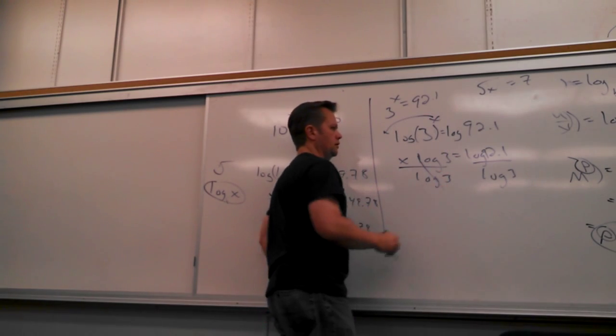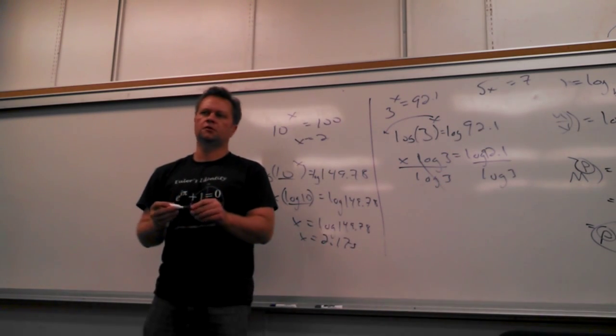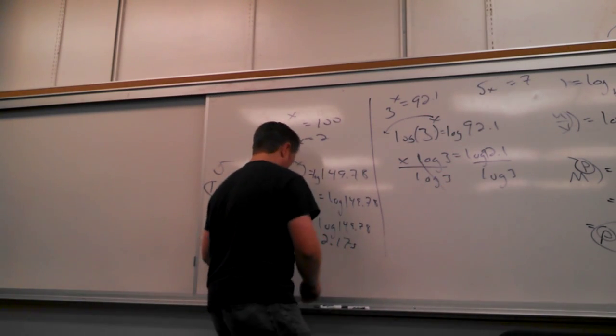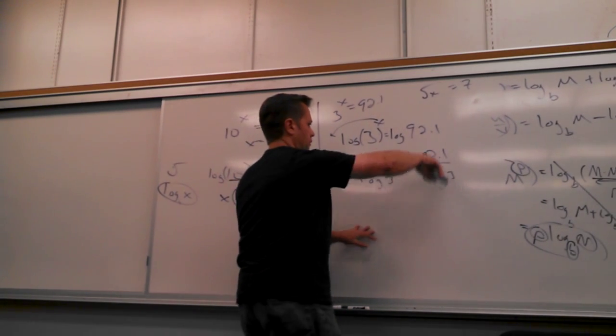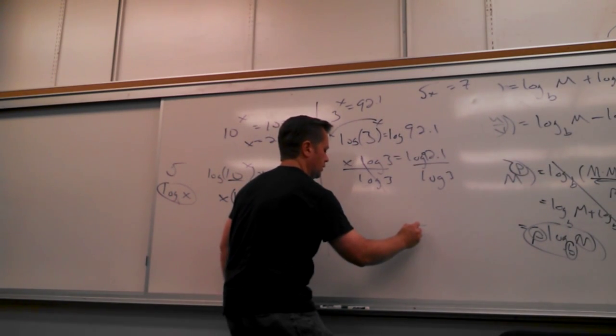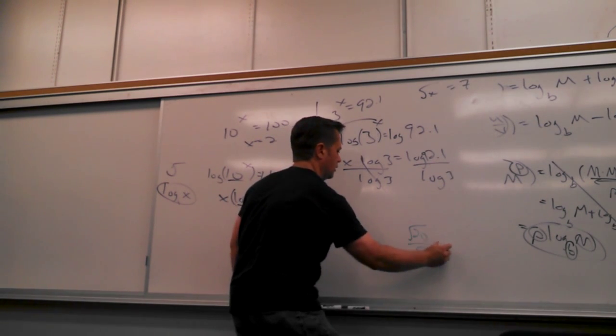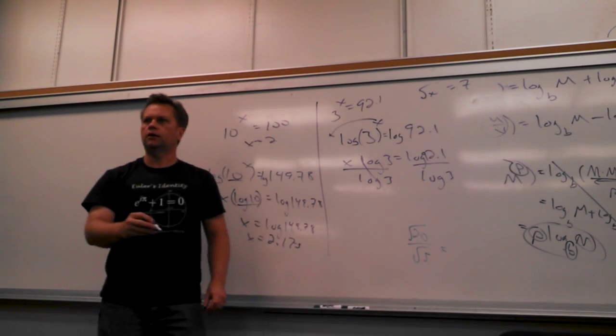Now here's what I got. A little word about this. If I had square root of 20 divided by square root of 5, what would that be?